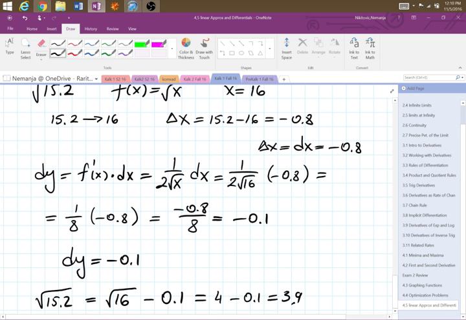So what do we claim? That the square root of 15.2, oh, I said equal, I was supposed to say approximate, I'll change that sign. It should be squiggle equal, right, it's approximated. And then what we have is the square root of 16 minus 0.1, 4 minus 0.1, 3.9. Good? Nice.